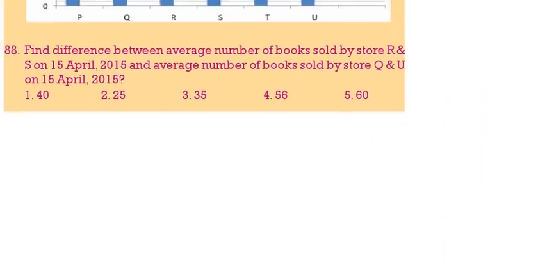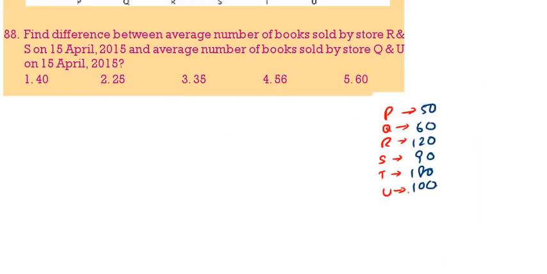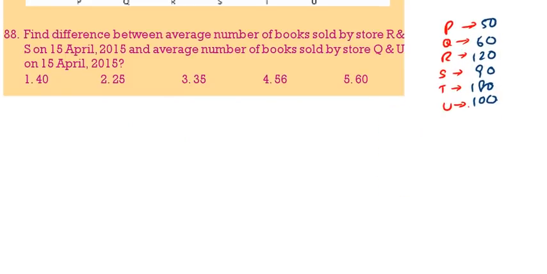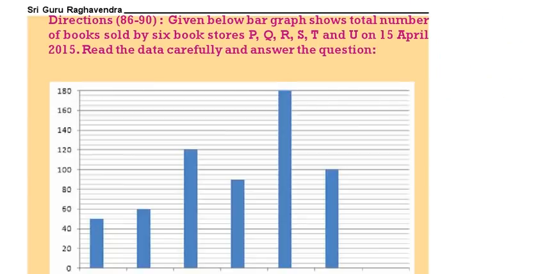Next question. Find the difference between the average of R and S. R value is 120, S value is 90, total 210. Then Q and U. Q is 60, U is 100, total 160. The difference is 50. We want the average, 50 by 2, that is 25. 2 is the correct answer.